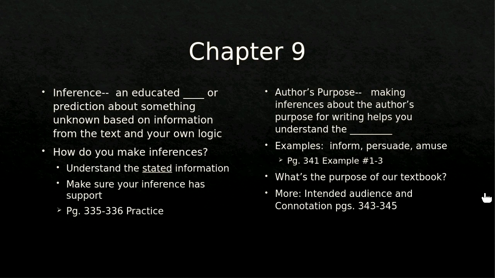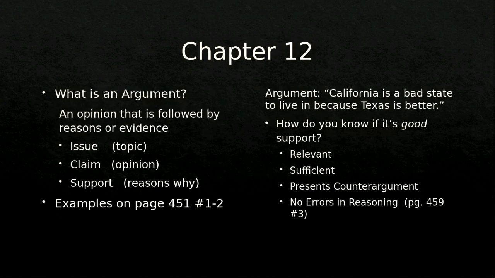Okay. So we're talking in chapter 12, if you want to look over page 447. We're talking about an argument. An argument, okay? So what is an argument? Well, when we're talking about reading and something that's in a book, an argument is an opinion that's followed by reasons or evidence. And your book breaks it into three parts: an issue, a claim, and support. So one argument is supposed to have these three things. Every argument should have an issue, claim, and support.